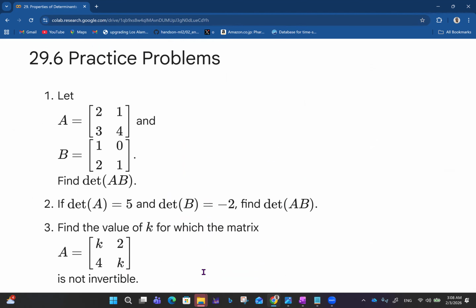So imagine this now. Let A be 2, 1, 3, 4, and B is 1, 0, 2, 1. Find the determinant of AB. Of course, the determinant of A is 8 minus 3, which is 5. And this is 1 minus 0, which is 1. So the determinant of AB is 5 times 1, 5. If the determinant of A is 5 and the determinant of B is minus 2, find the determinant of AB, that's simply minus 10.